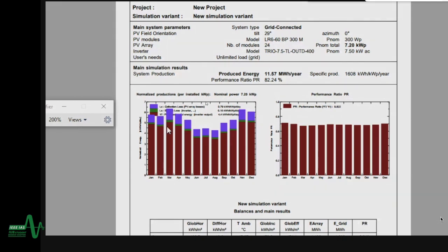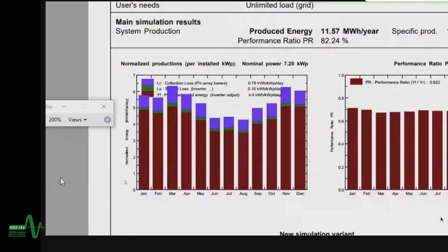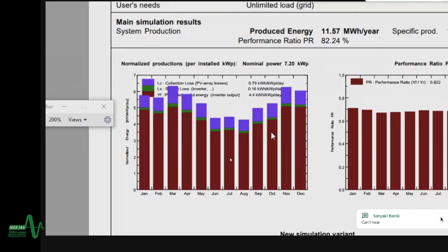And there, as you can see, is the graph analysis. I want to zoom in. This red portion depicts the inverter useful output, which is 4.4 kilowatt hour per kilowatt hour peak per day. LS is the inverter loss, and LC is the collection loss. LC is blue, so it is the collection loss, and LS is the inverter loss. As you can see, the inverter loss is also there.